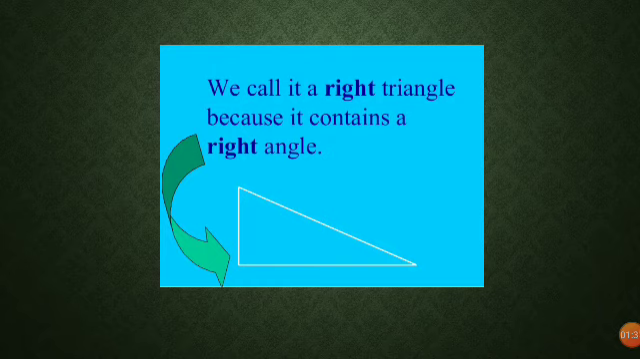We call it a right angle triangle because it contains a right angle. Take a whole triangle and split it into two parts. One triangle is a right angle triangle, the other is the left angle triangle. Only the right angle triangle is called a Pythagorean triangle, because it contains a right angle.